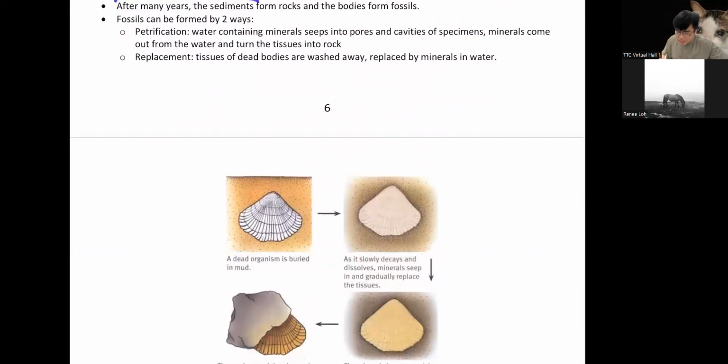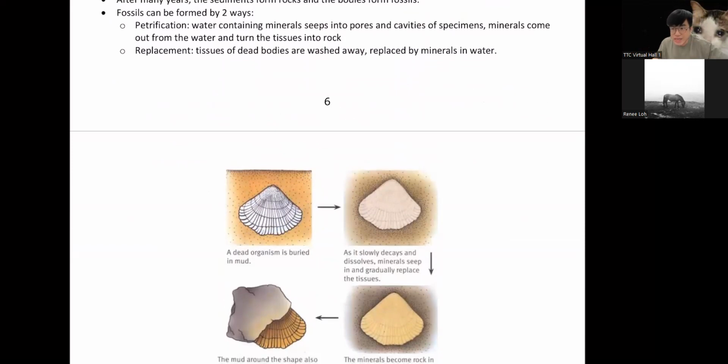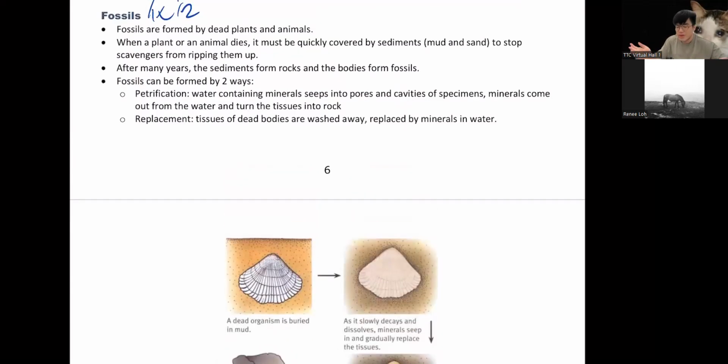Okay, for example if this is a soil, 这是泥土，东西死了掉在泥土上面，if there's no soil to cover them quickly, scavenger... what is scavenger? Scavenger is like animals that eat dead bodies 啦，他们就会来把它吃掉了。So there will be no fossil. So fossils can only be formed when they are covered by sediments very quickly.